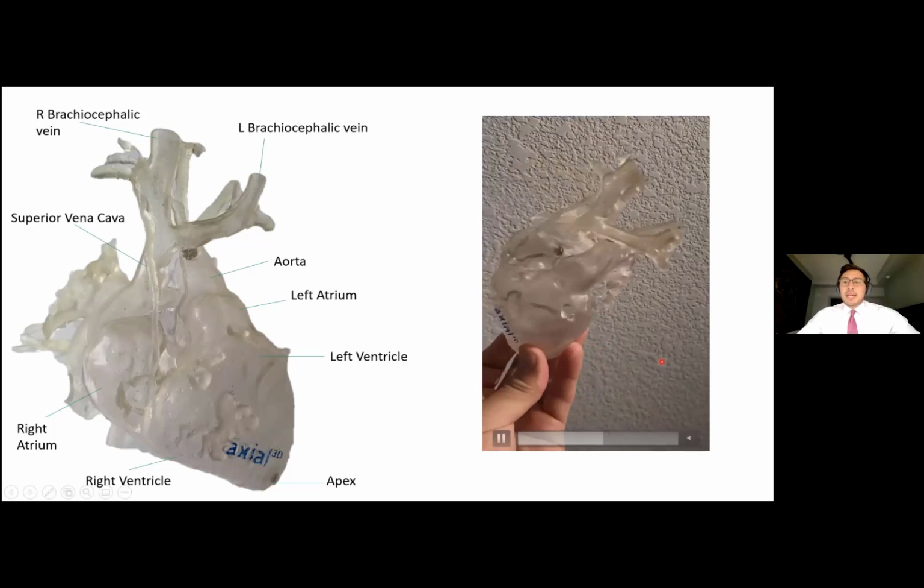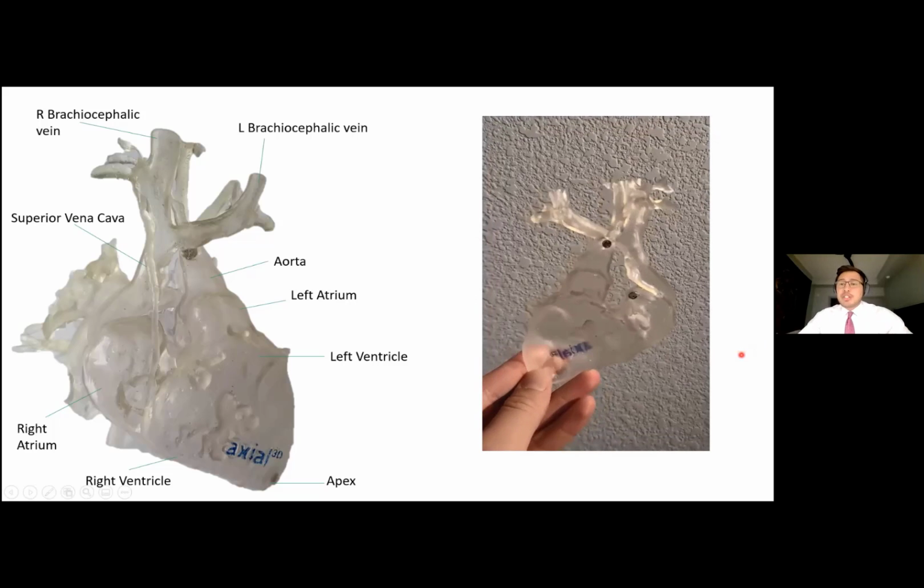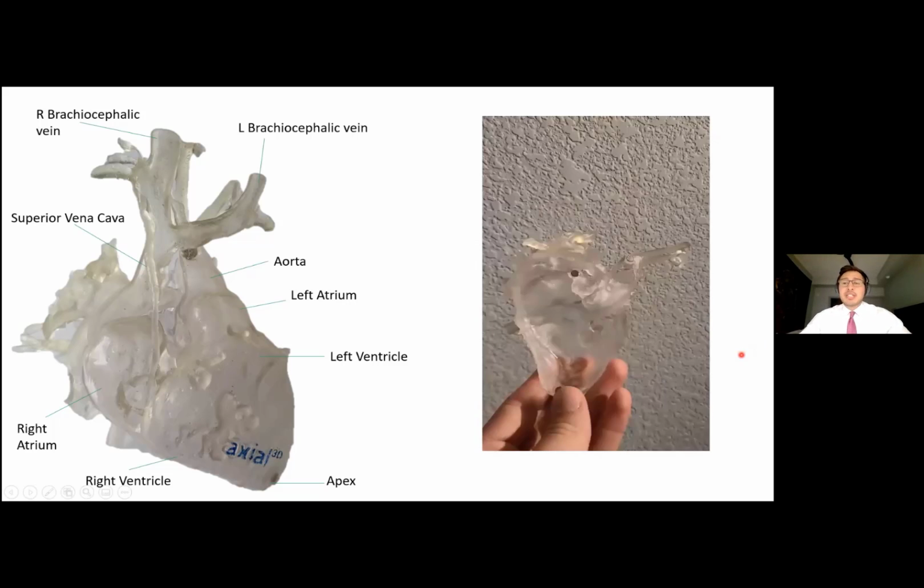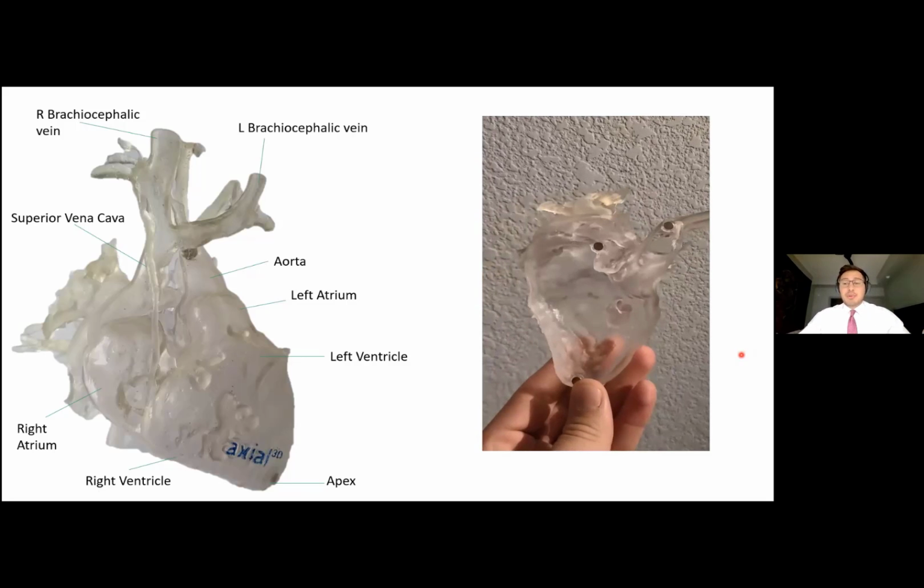Okay. And then we're actually able to open up the heart too, to show some of the internal structures that we wanted to point out to the patients and families, and also showing some of the anatomical relationships that we wanted to present.